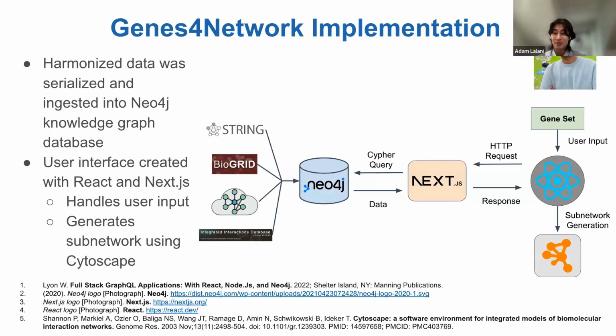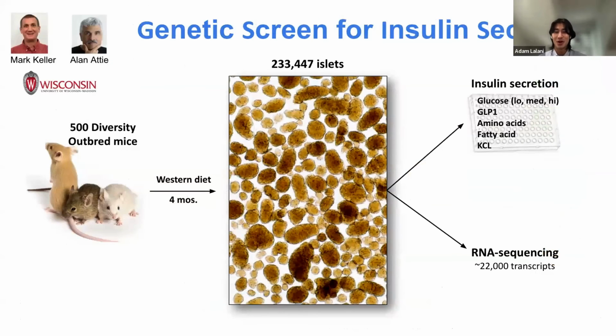Now that we've gone over some relevant background information on how we developed Genes4Networks, we're now going to demonstrate it in action with a case study that demonstrates how Genes4Networks can be used for target discovery. Our collaborators, Dr. Mark Keller and Dr. Alan Lanani from the University of Wisconsin, are world-renowned experts in the field of type 2 diabetes. In this project, they aim to study the relationship between gene expression and insulin secretion.